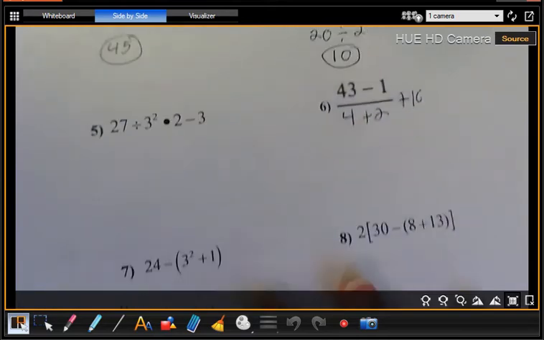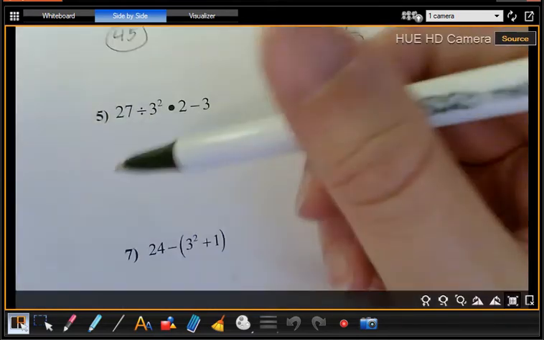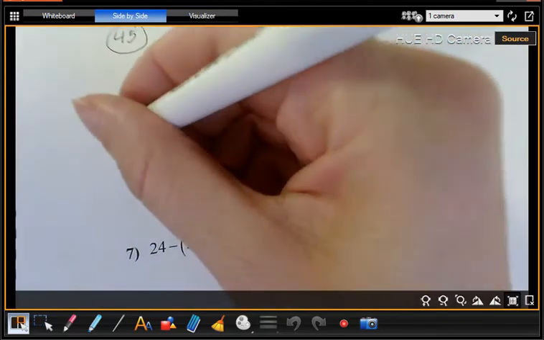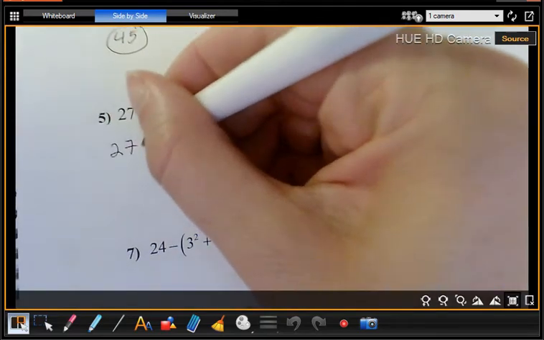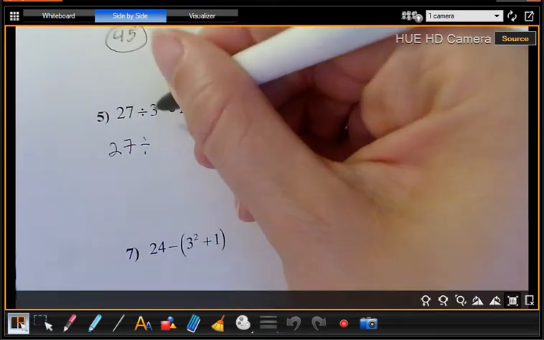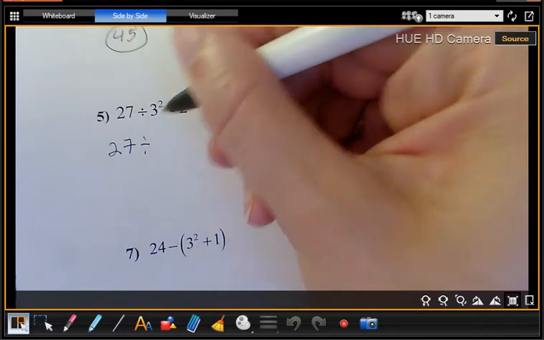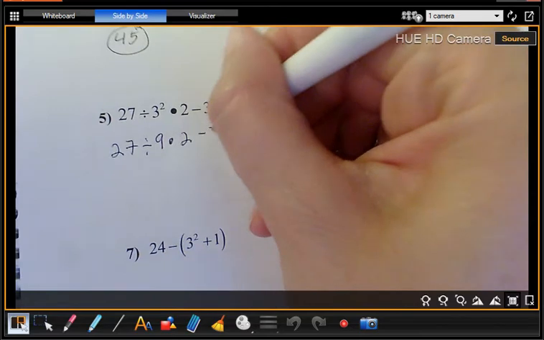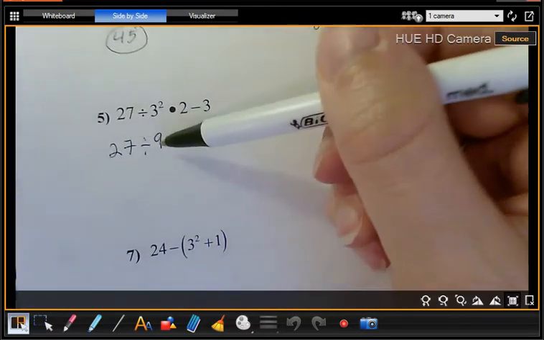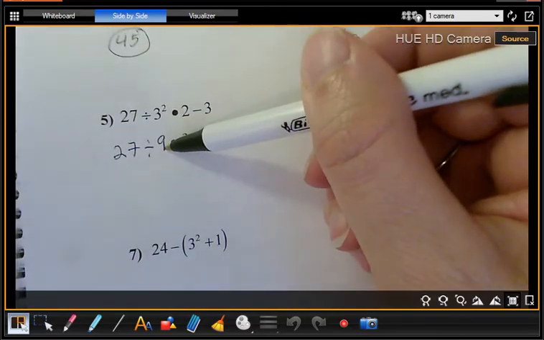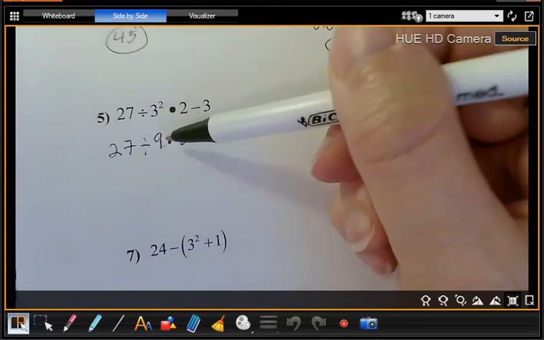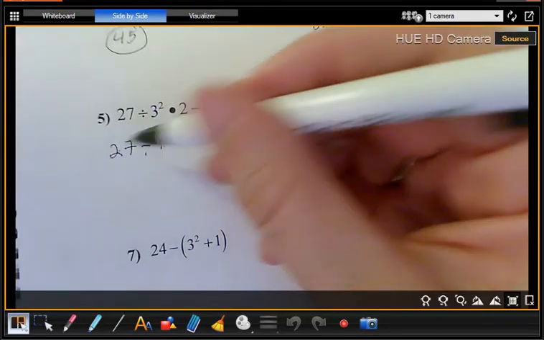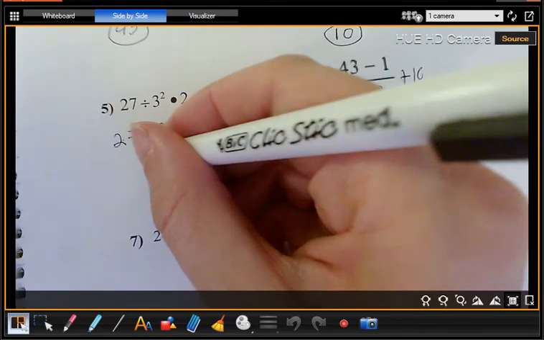Now we're going to do one with some exponents. So we don't have any parentheses here, but we do have exponents. So I'm going to go 27 divided by, now 3 times 3. It does not mean 3 times 2. 3 times 3 is 9. And then I'm going to bring the times 2 and the minus 3 down. 27 divided by 9 is what comes next because we want to do multiplication and division from left to right. 27 divided by 9 is 3.